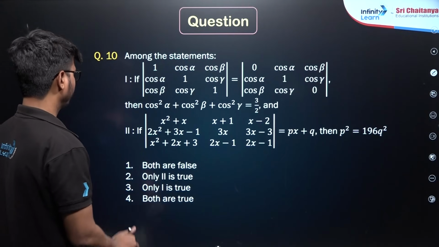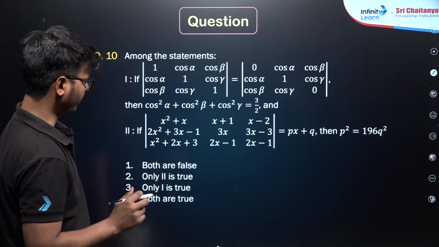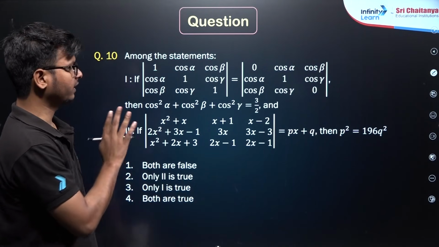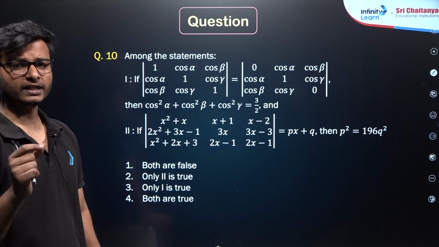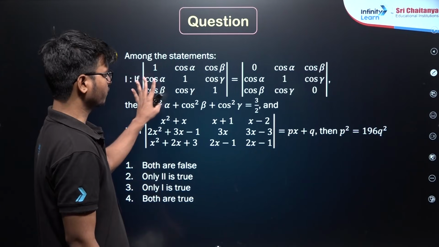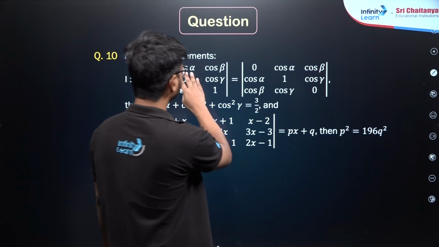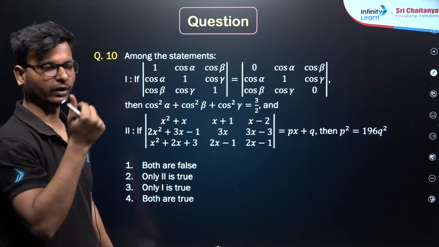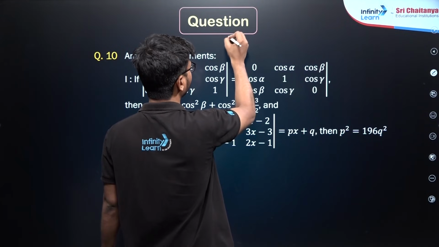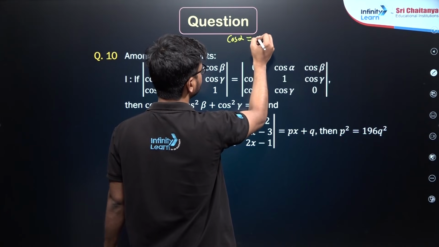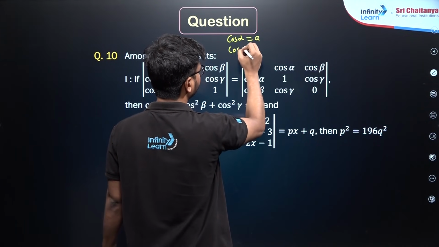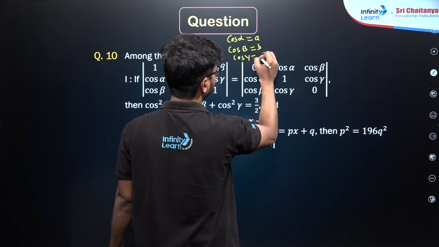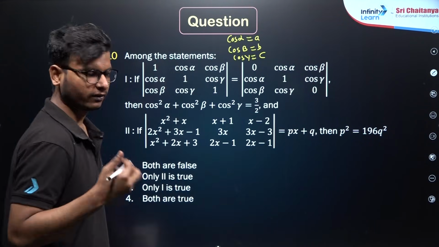We have a question where 2 statements are given and we have to verify which of them is true and which of them is false. Means we need to solve both of these questions. But what is the approach? For the first question, it's very complicated to write cos alpha, cos beta, cos gamma. So we are going to make an easy notation. I am going to take cos alpha as A, cos beta as B and cos gamma as C, so that our calculation becomes easy.